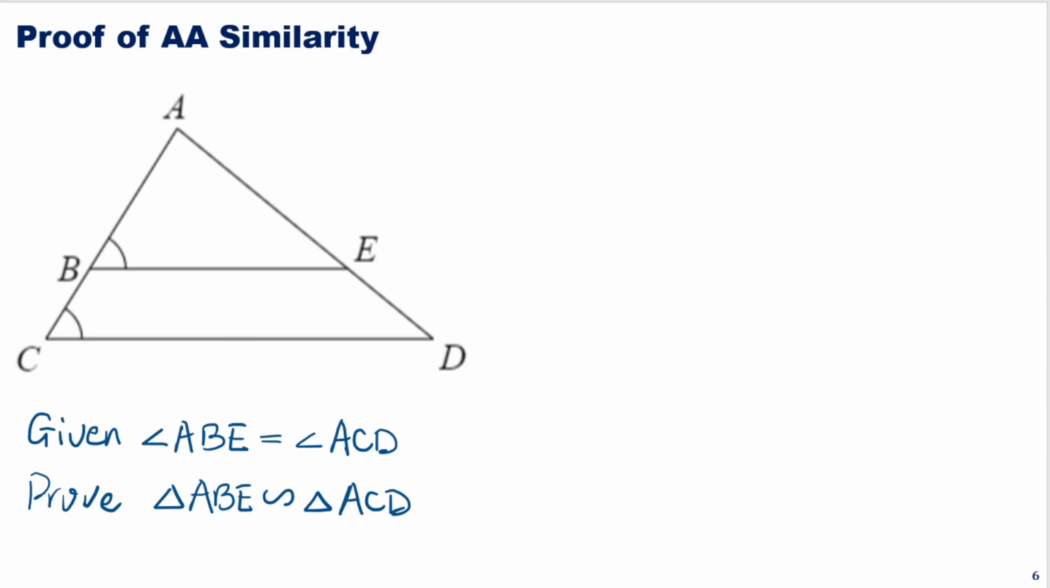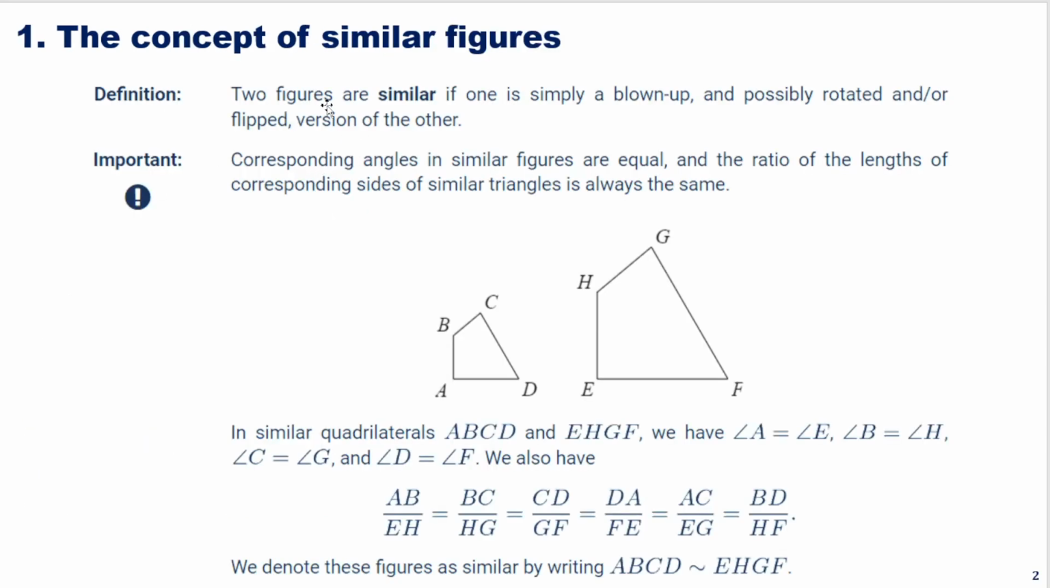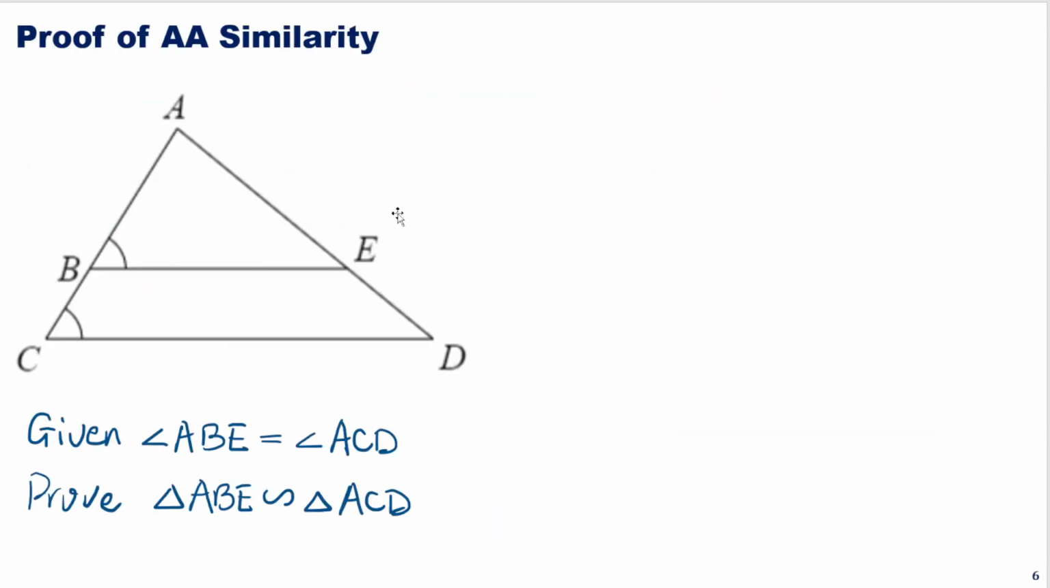Therefore, we can use only the definition. Two figures are similar if one is simply a blown-up, and possibly rotated or flipped, version of the other. Corresponding angles in similar triangles are equal, and the ratio of the lengths of the corresponding sides of similar triangles is always the same. So you need to prove that corresponding angles are equal, right? First, prove corresponding angles are equal. Next, prove that corresponding sides are proportional.